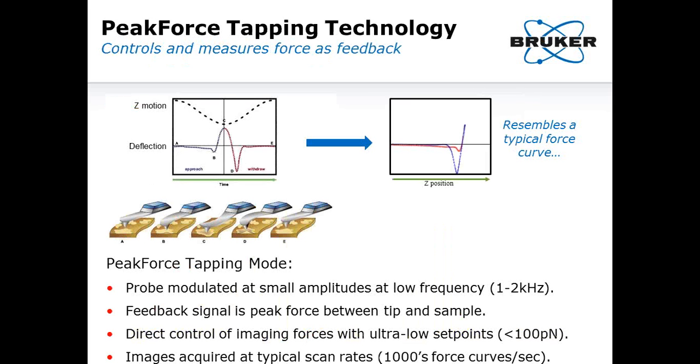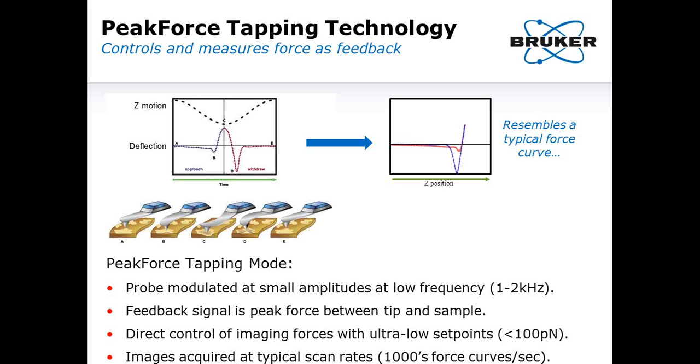In 2010, Bruker developed PeakForce tapping mode. In PeakForce tapping, the AFM probe is modulated at low frequency, at about 1 or 2 kilohertz, using very small amplitudes, typically 100 nanometers or less. As the probe is brought in contact with the sample surface, the feedback signal is the maximum force, or peak force, between the tip and the sample. So if you think about the motion of the probe in terms of Z position, we're essentially performing a force curve at every position on the sample surface.